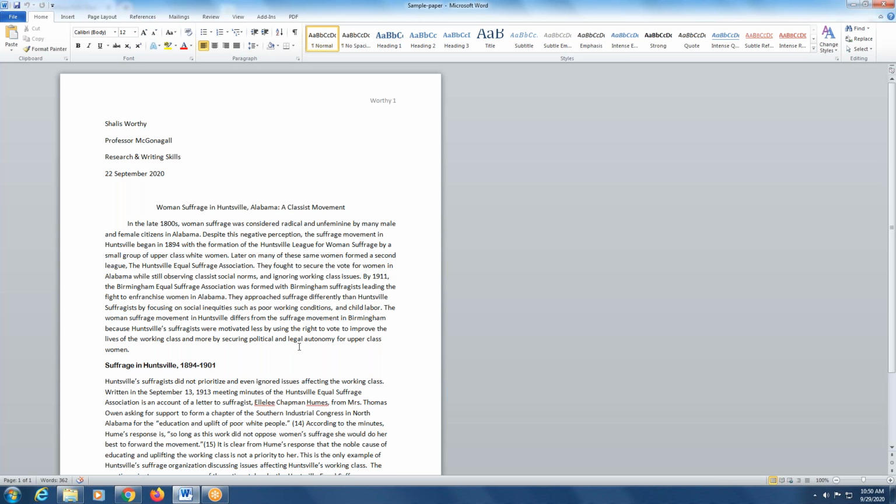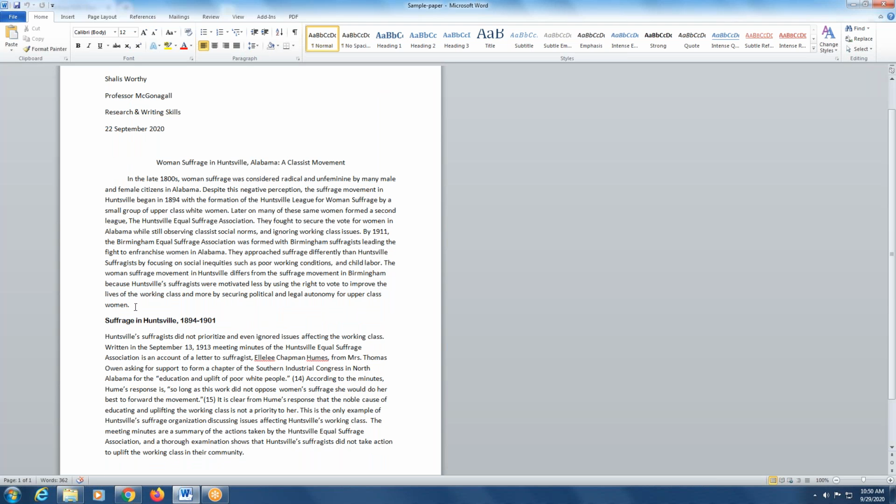Okay, so the next element is a heading. Headings are optional, but they can be really helpful to the reader because they break your paper up into logical sections.